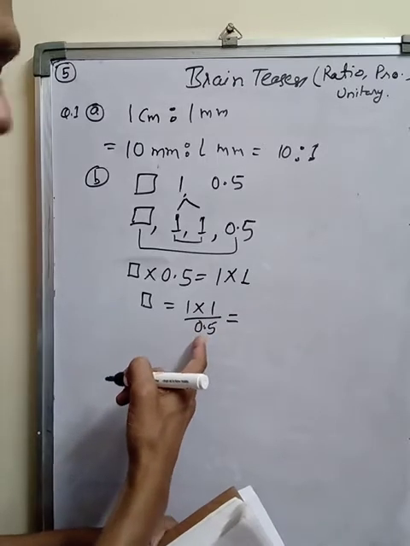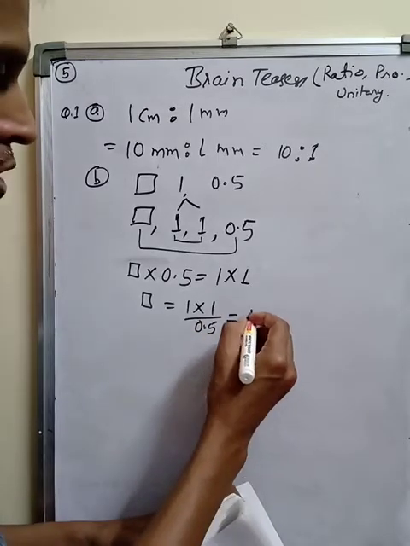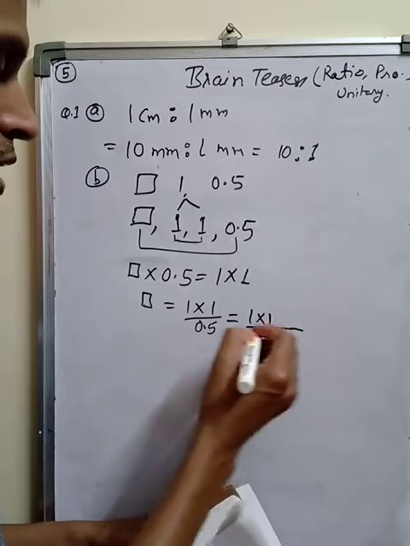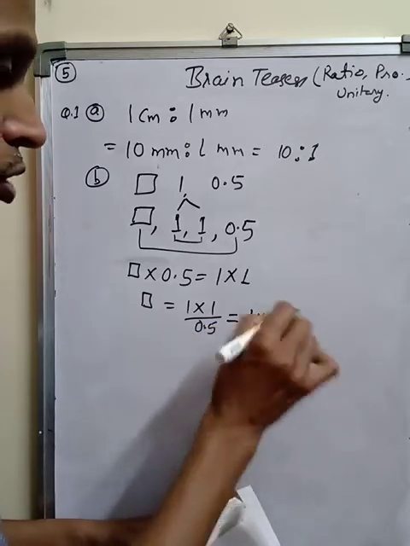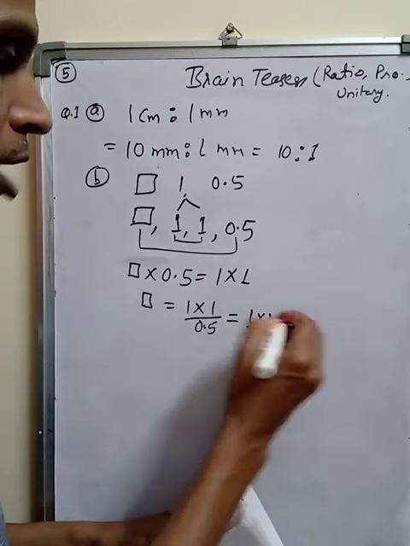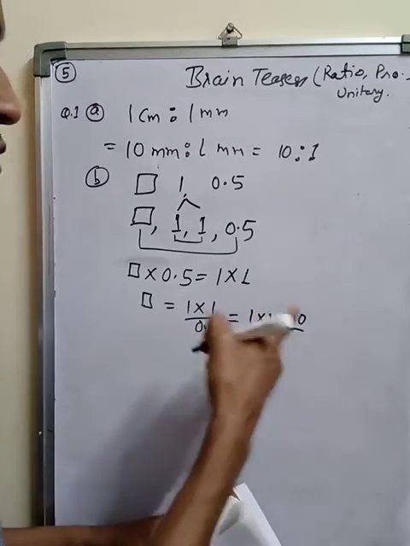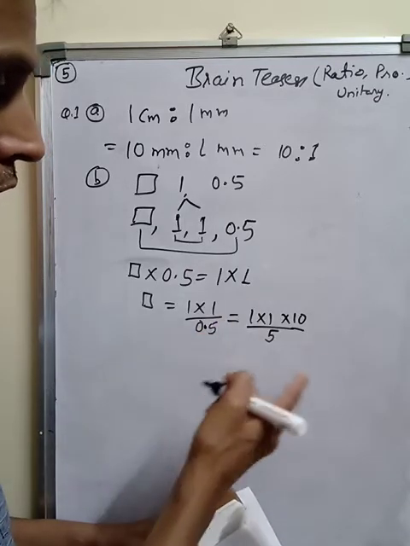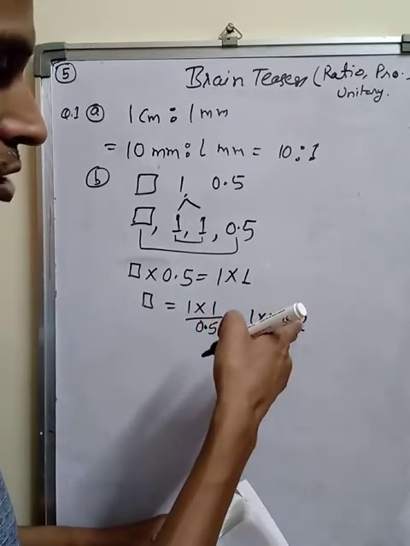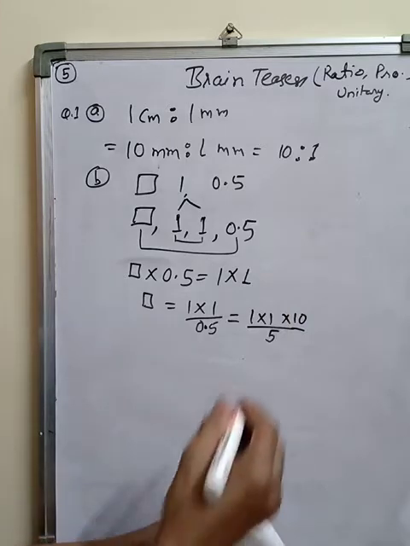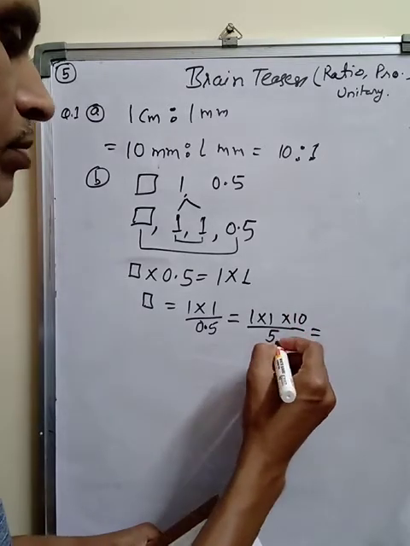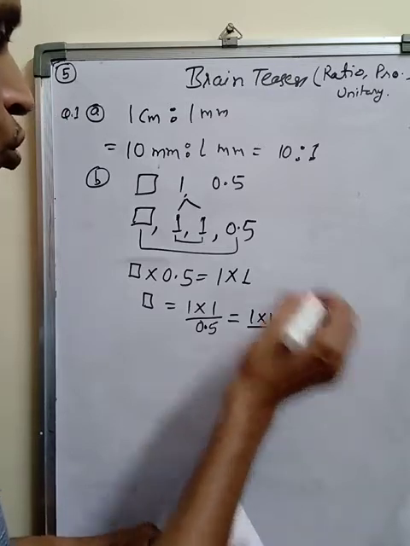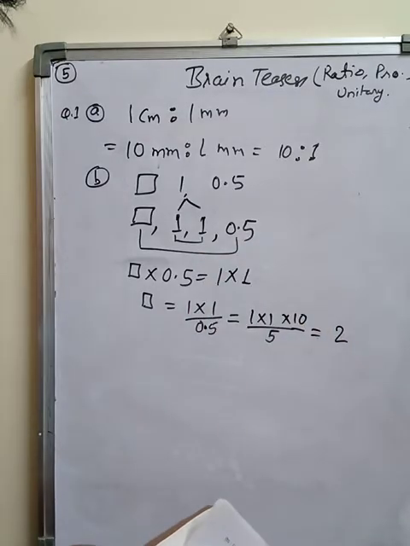How can we remove this decimal? So this will become 1 into 1 and 5, and instead of this 0.5, 10 will be multiplied on the upper side. This is the way to remove the decimal, by putting a 0 in the opposite direction. So this will become 5 1s are 5 and 5 2s are 10. So 2 will come in the box.